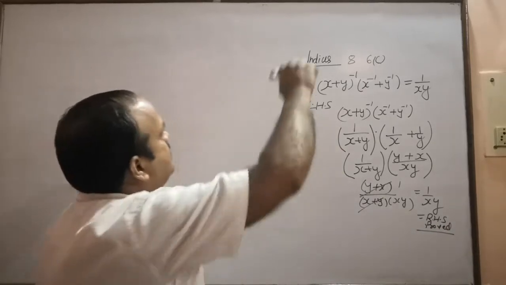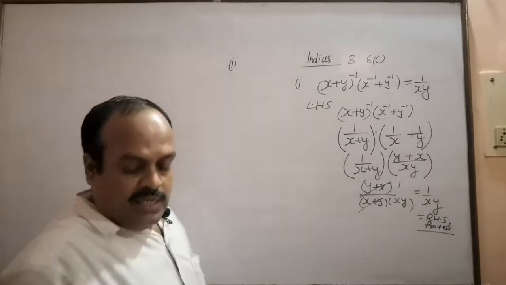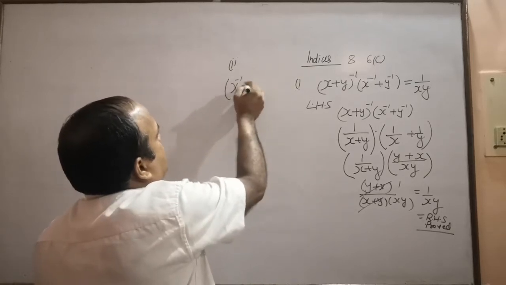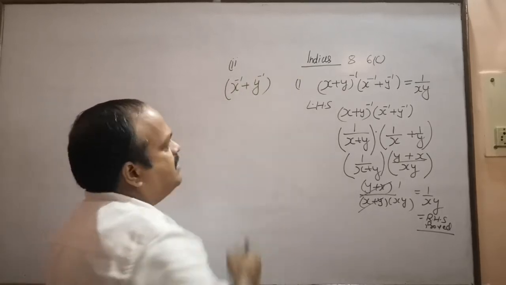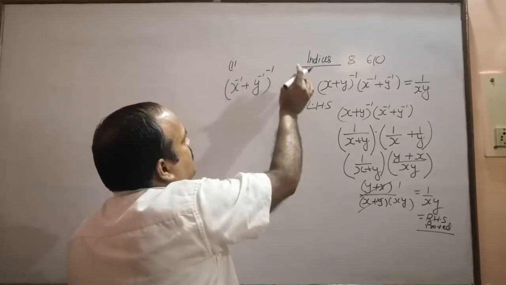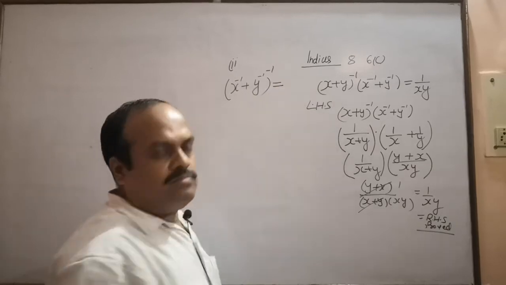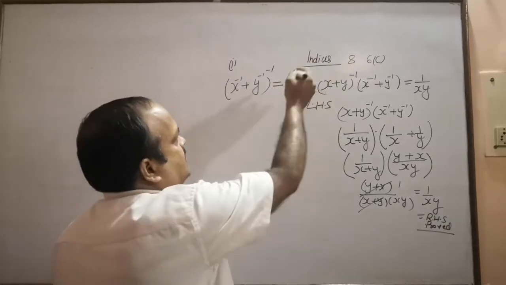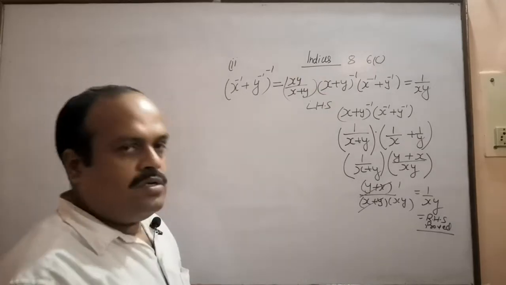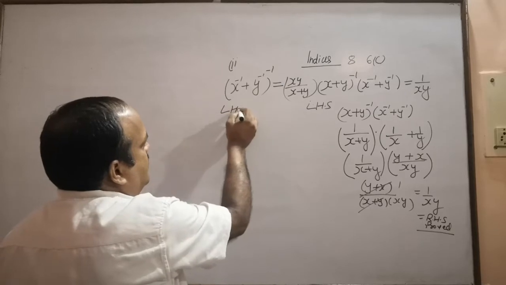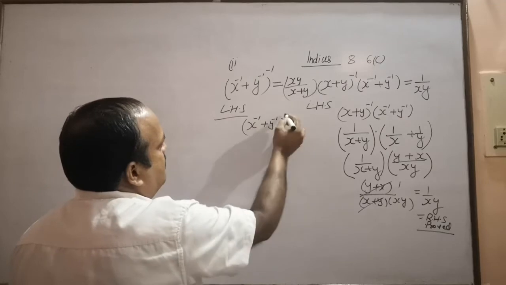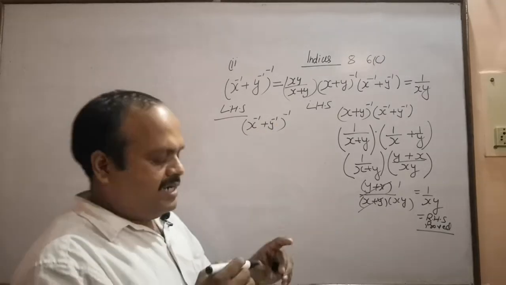Second part. In second part we have (x to the power minus 1 plus y to the power minus 1), whole of this number raised to power minus 1, and we want to prove this as xy upon x plus y. To prove this, we will start with left hand side, which is (x to the power minus 1 plus y to the power minus 1), whole this number raised to power minus 1.